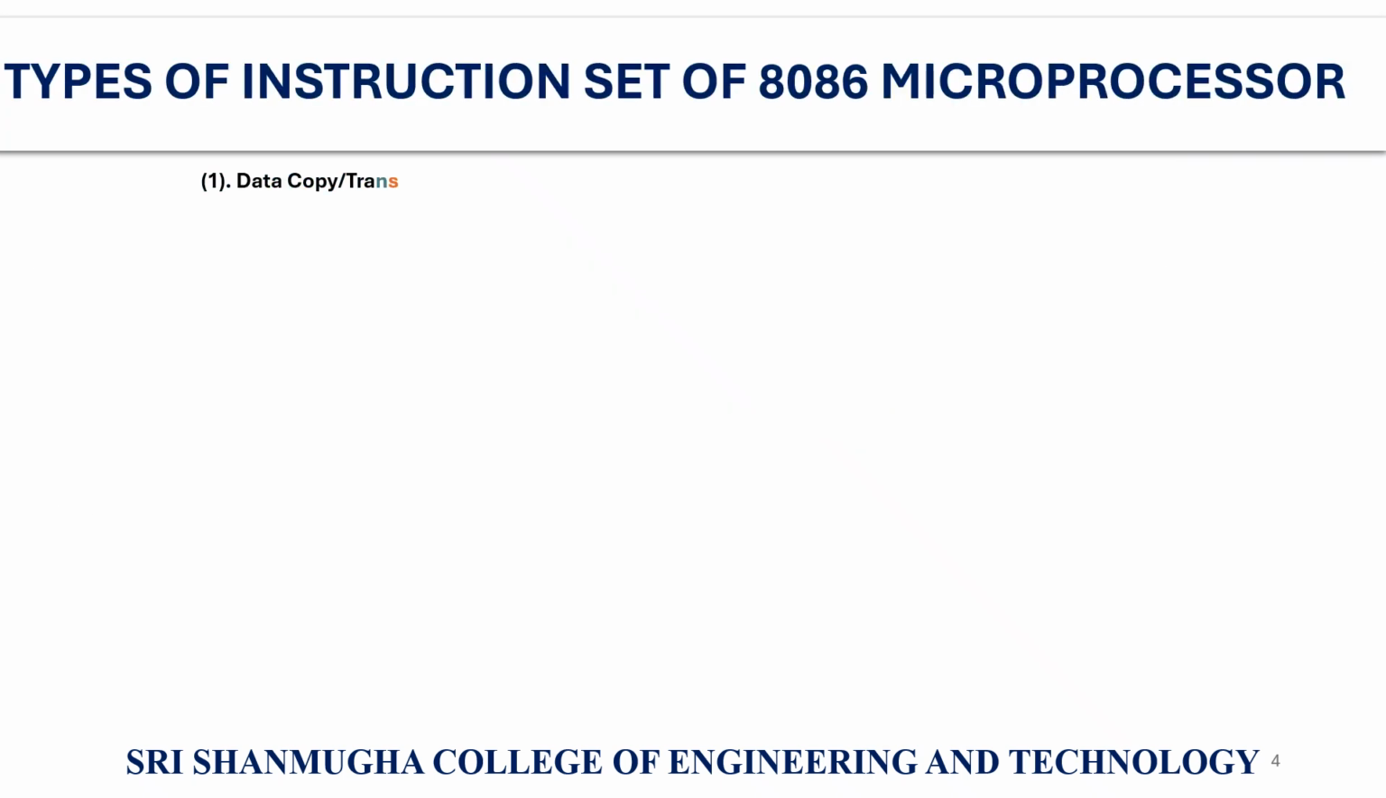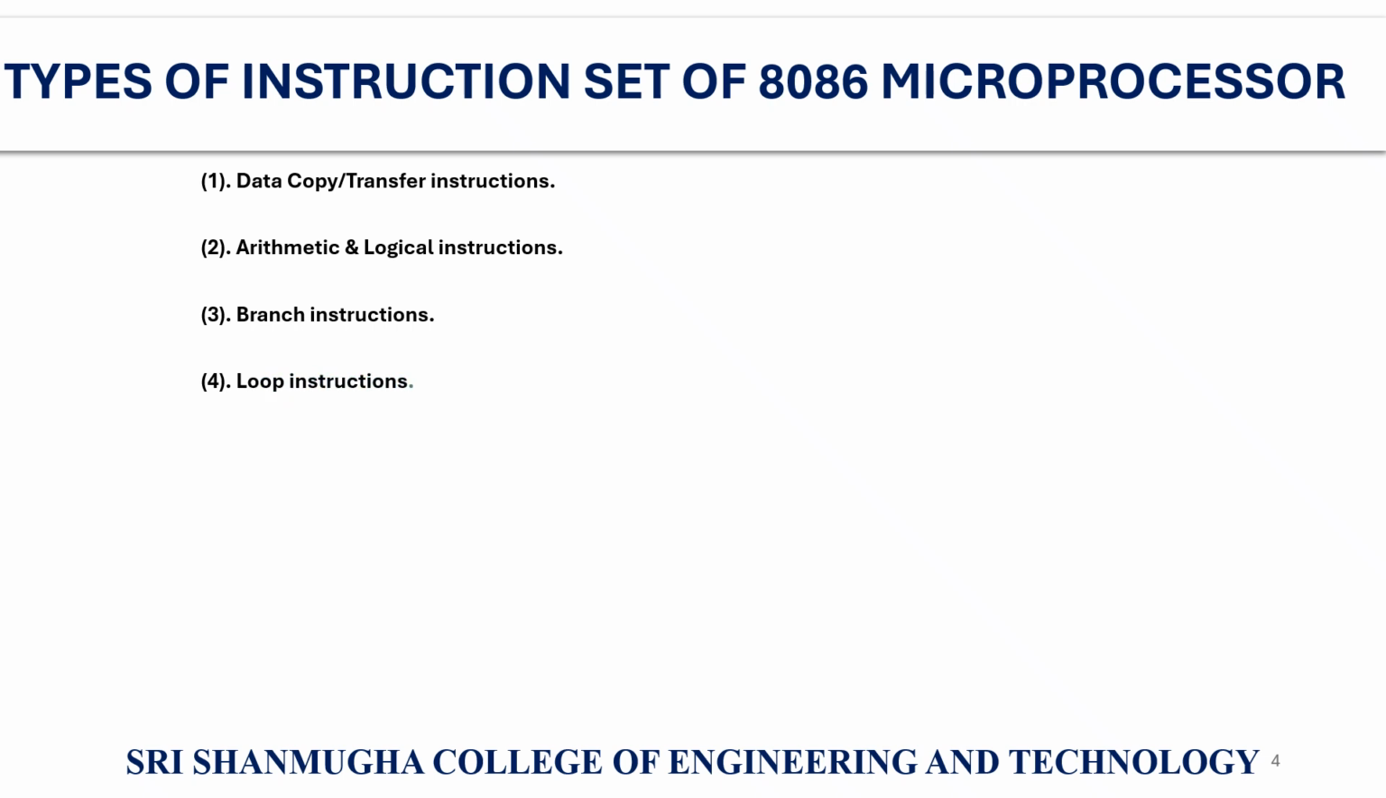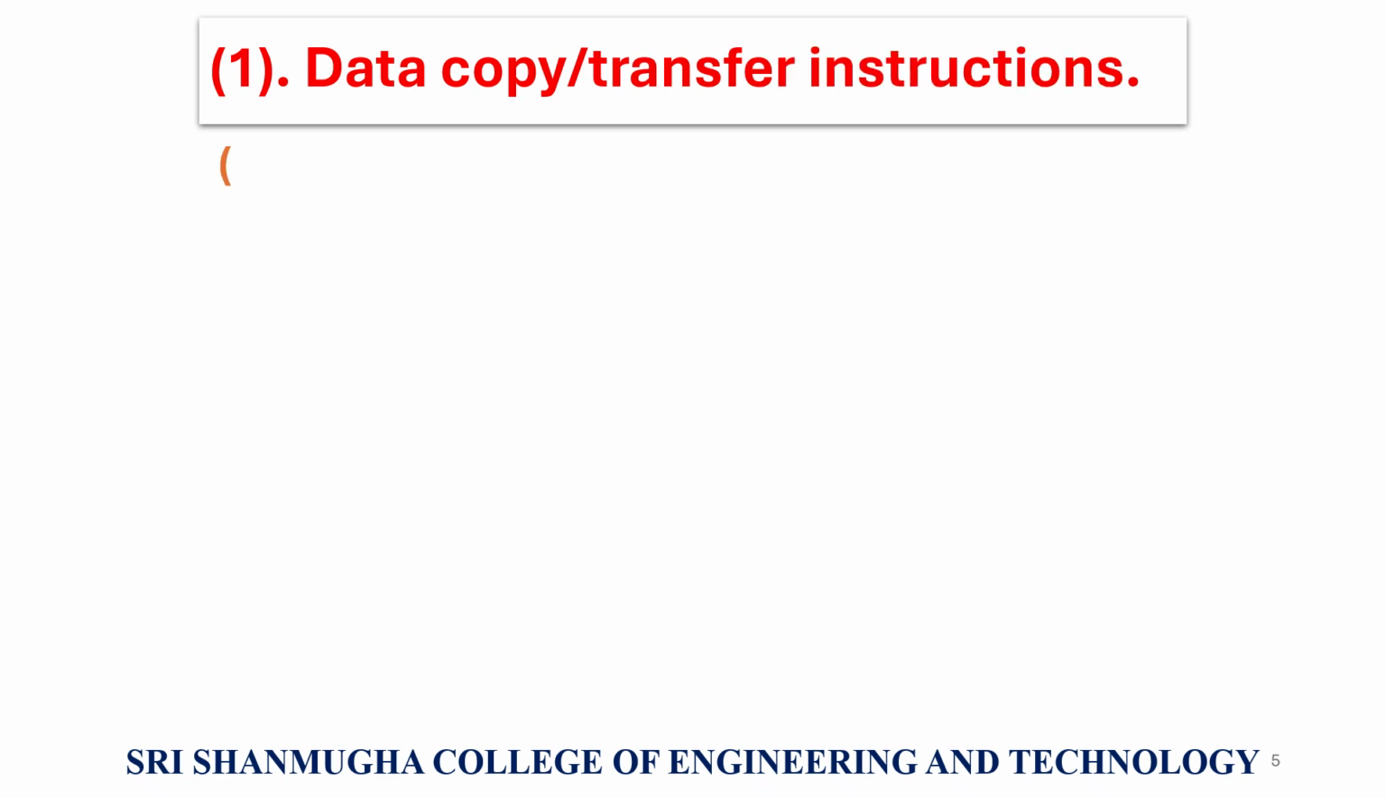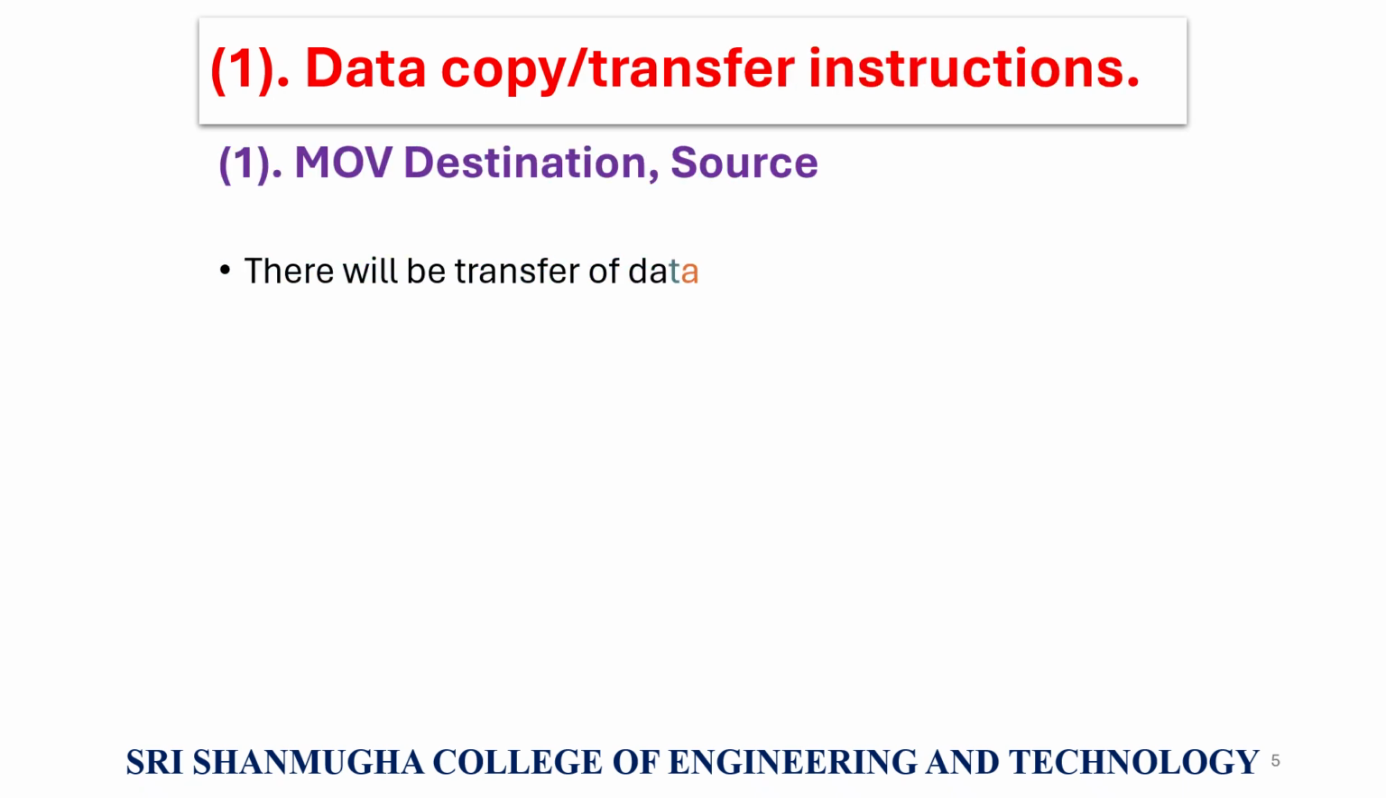Types of instructions. We have almost 9 different types of instruction set, namely data copy or data transfer, arithmetic and logical instructions, branch, loop instructions, machine control, flag manipulation, shift instruction, rotate instruction, and string instructions. So today we will be discussing data copy or data transfer.